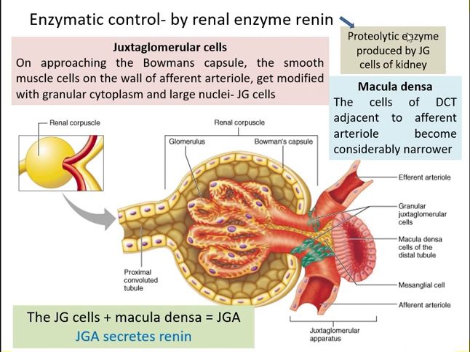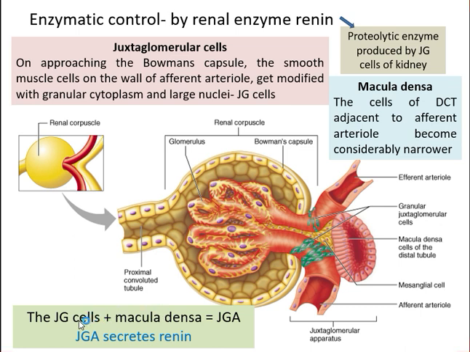So renin is a proteolytic enzyme which is produced by the juxtaglomerular apparatus of the kidney. So what do you mean by juxtaglomerular apparatus? Here we have the JGA, the juxtaglomerular apparatus. So the JG cells plus macula densa is equal to JGA. The juxtaglomerular apparatus is actually a system formed from two components, the JG cells and the macula densa.